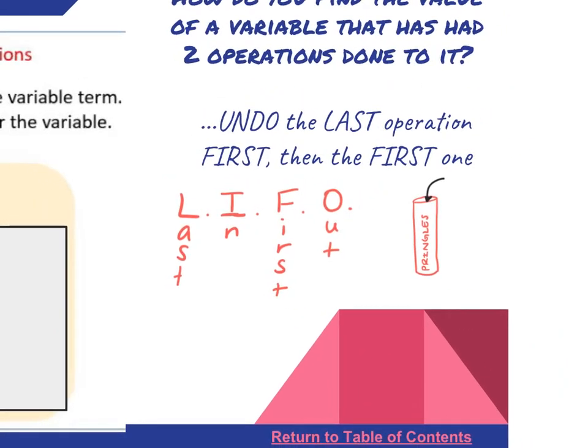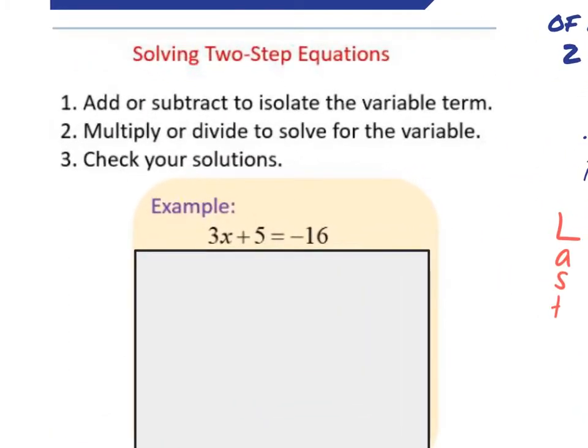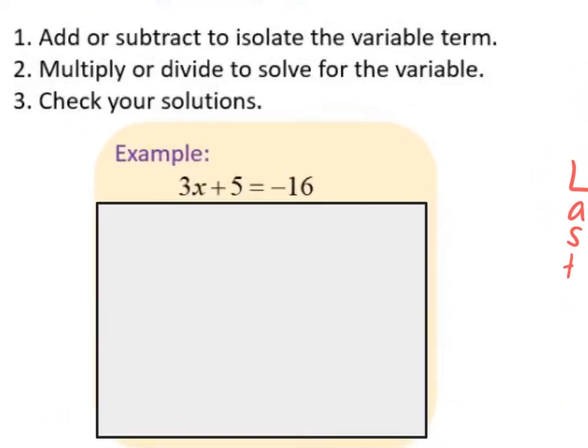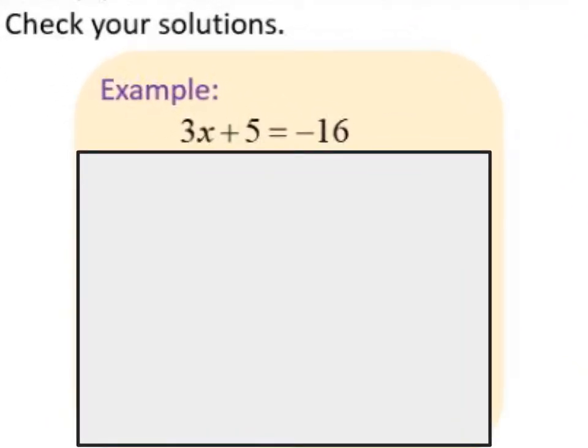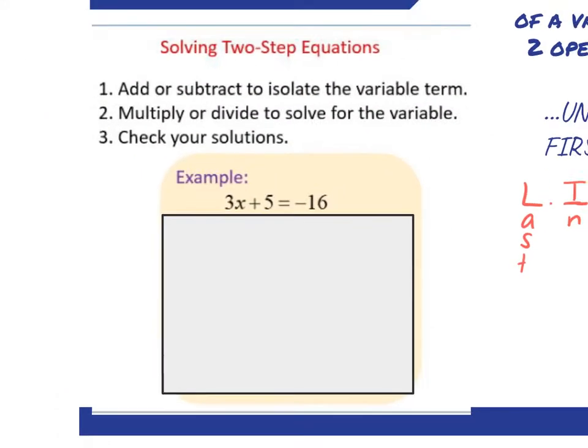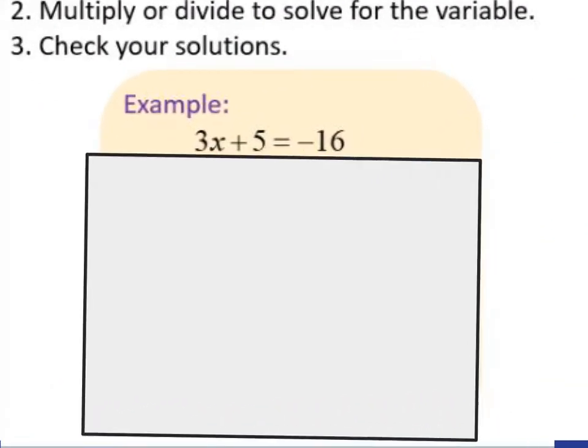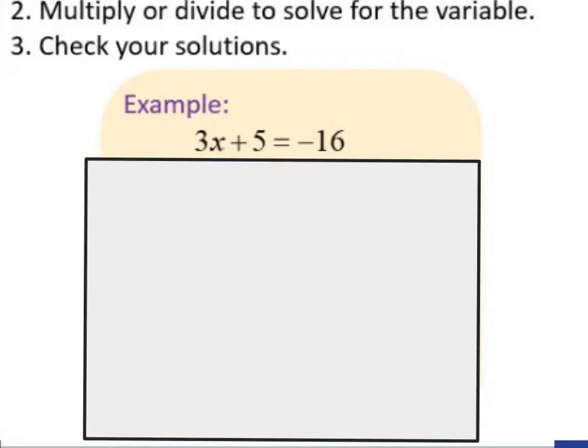So if I look at my first example over here, for those of you who like steps or are visual by reading things and having instructions: in order to solve a two-step equation, number one is to either add or subtract to isolate the variable term. Two is to multiply or divide to solve for the variable. And three, you check your solution. So this first one here is 3x plus 5 equals negative 16. What's my mystery number here? x is my mystery number.